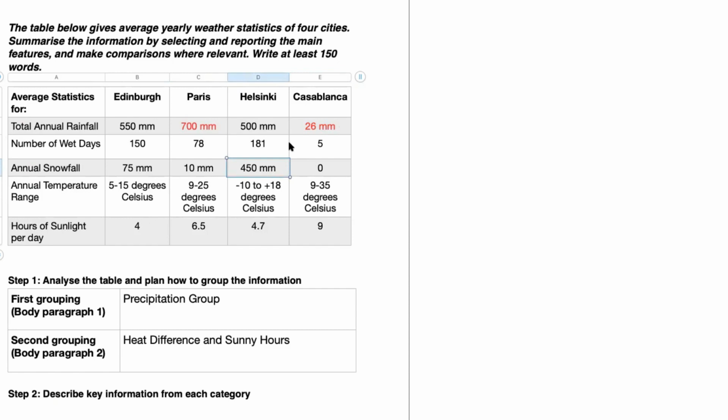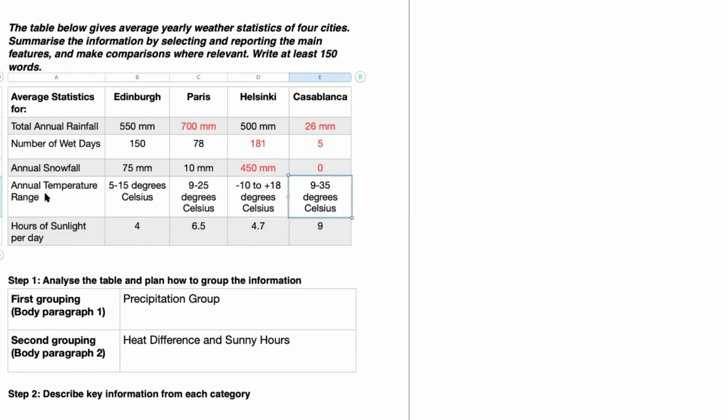If we look at the number of wet days, the highest is Helsinki, so I'm going to pay attention to that. Again, the lowest is in Casablanca, so we see that that is 5. If we look at the annual snowfall, we're going to do the same thing, and we see Helsinki has 450 millimeters, and Casablanca has 0. So here you can already start to see a trend in that Casablanca has the lowest amount of rainfall, number of wet days, and the lowest amount of annual snowfall.